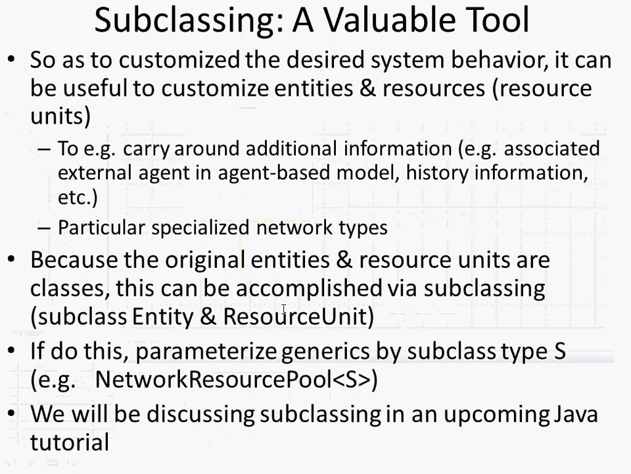In this case, we're going to frequently use subclassing to customize agent entities and resources. For example, to carry around different additional information, history information, or a reference to some external agent in an agent-based model, as we'll see in an example later in the term. We may further want to have information associated with resources, for example, the fraction of the time a given resource was in use. We create a new class that's a subclass of a network resource pool, for example, or of an entity that will carry through this additional information.